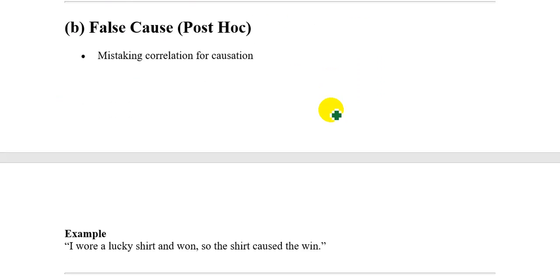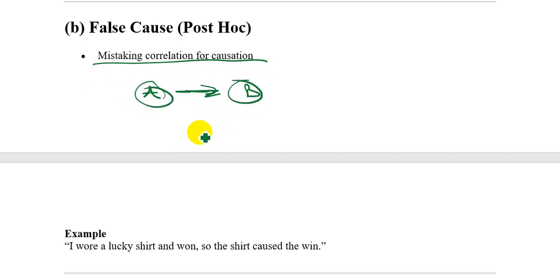Second is false cause. Here we are mistaking correlation for causation. Meaning we are correlating A with B and thinking that A is the cause of B. This is a mistake, not to correlate things with causation. For example, I wore a lucky shirt and won, so the shirt caused the win. The cause of the win we are attributing to wearing the lucky shirt. This is known as false cause.